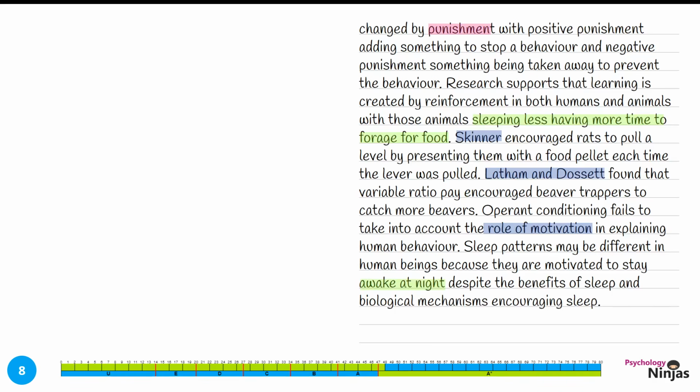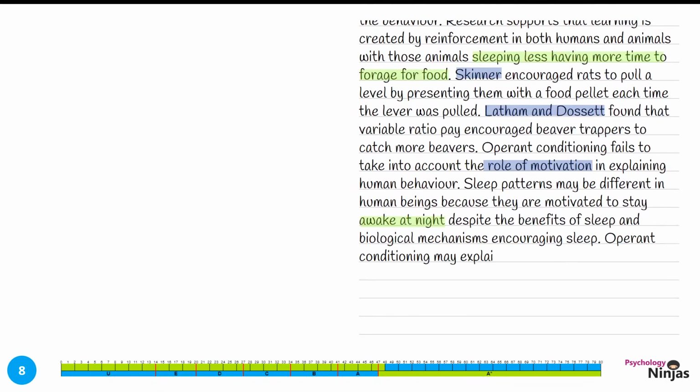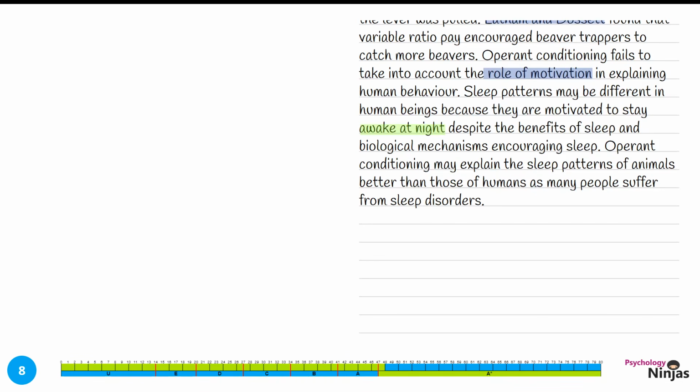You might want to give a specific example here, but we want to be careful not to go too far away from animals, which is the focus of our STEM. And then we're going to come to a judgment. Operant conditioning may explain the sleep patterns of animals better than those of humans, as many people suffer from sleep disorders. We've come to quite a sensitive judgment here, in that we're saying that it might be better for animals rather than humans. So although it is an explanation of sleep, it's not really generalisable.